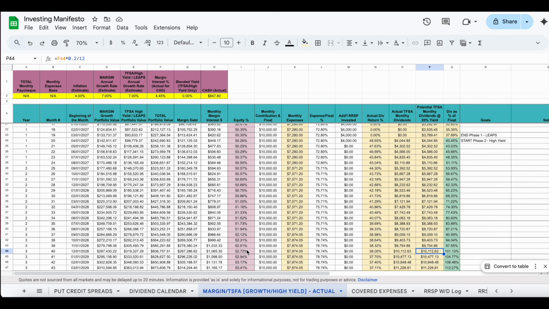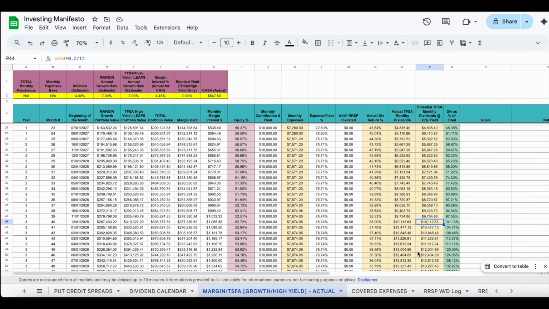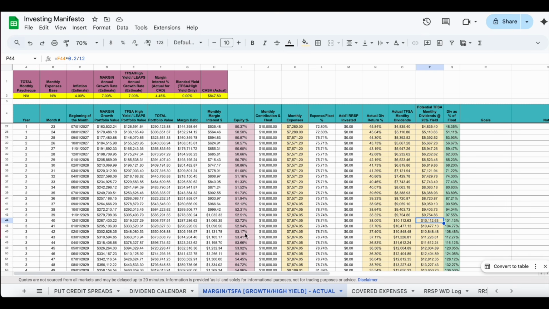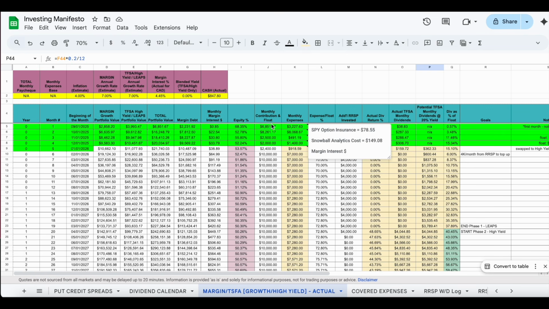We have, let's say, 10,000. We'd be matching deposits by year 3, which is crazy in terms of dividends. And then we would also be starting to grow the equity, you would hope. Right now I have a very conservative 7% growth on both of them.